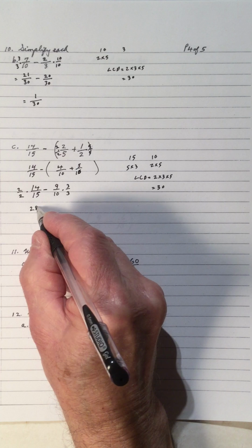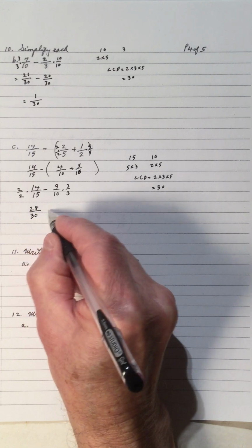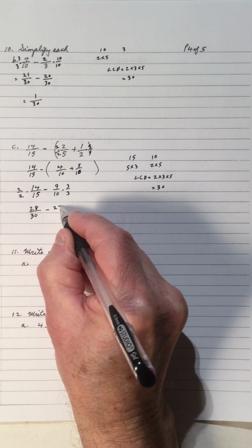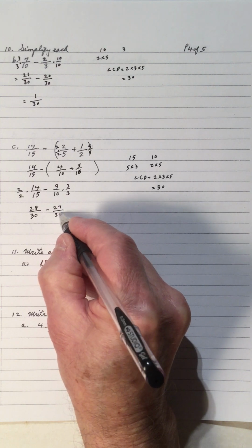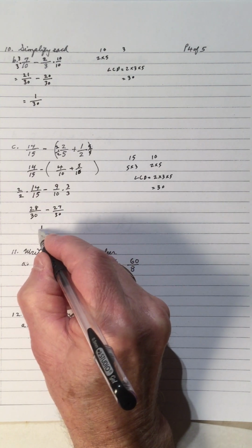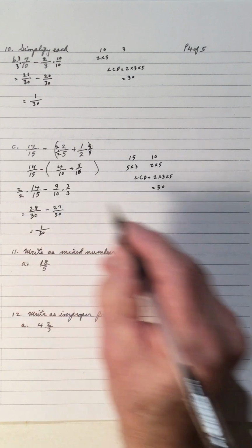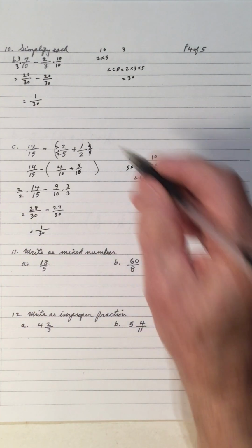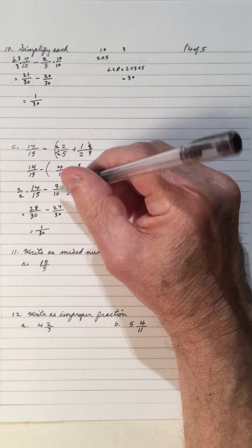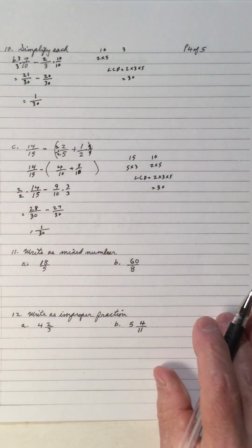So 28 over 30, subtract 27 over 30, and we have 1 over 30 as the final answer. So notice we're using PEMDAS here to get the inside of the bracket first, and then we subtract after.